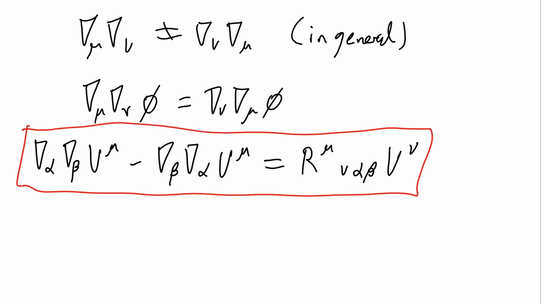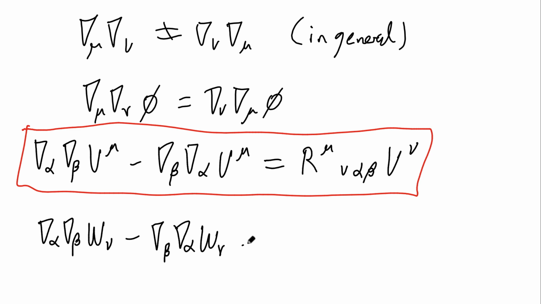And we have a similar result when two covariant derivatives act on a covector. So ∇_α ∇_β W_ν, a covector, minus ∇_β ∇_α W_ν, is equal to minus R^μ_{ναβ} W_μ.